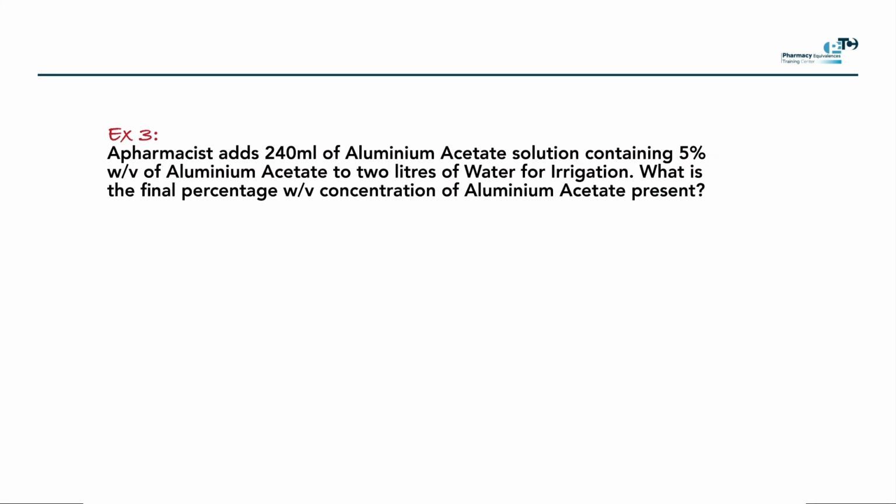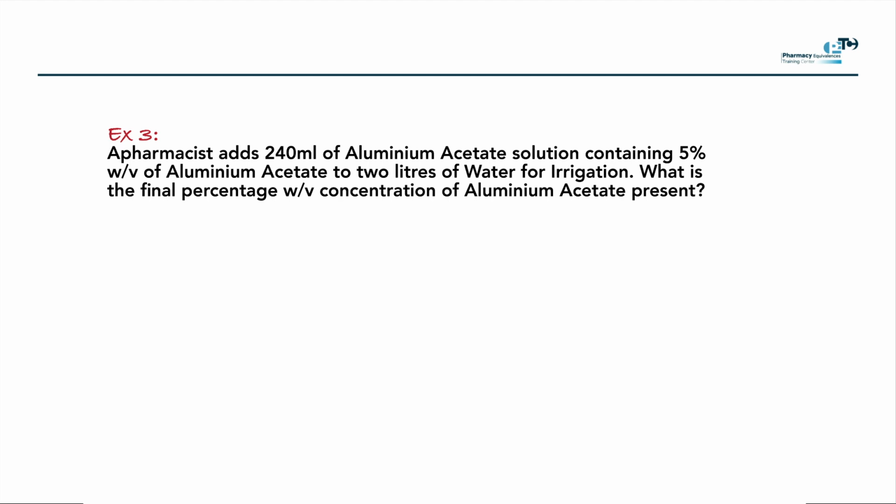Another type of problem in example number 3, let us see that. A pharmacist adds 240 milliliters of aluminum acetate solution containing 5% weight per volume aluminum acetate to 2 liters of water for irrigation. What is the final percentage concentration of aluminum acetate? So here the question asks about the final concentration after dilution.